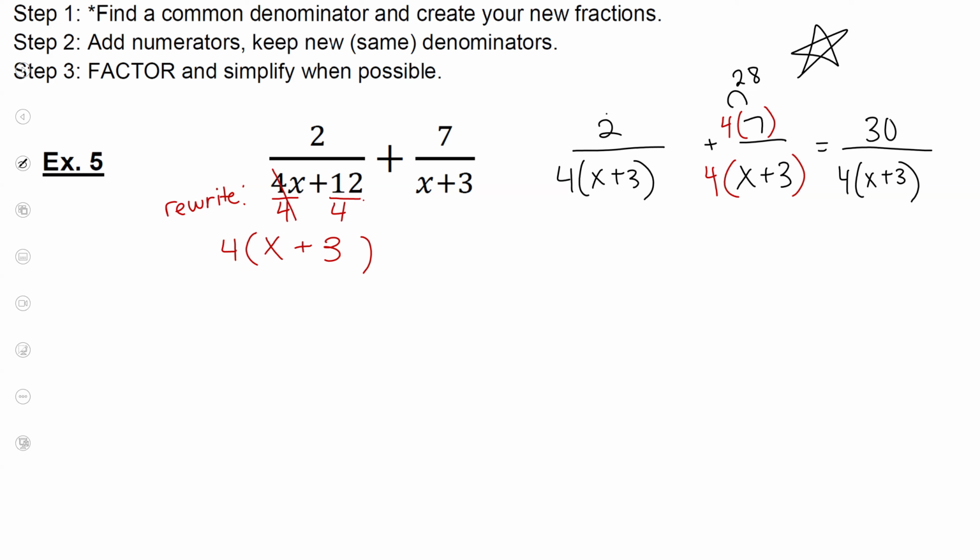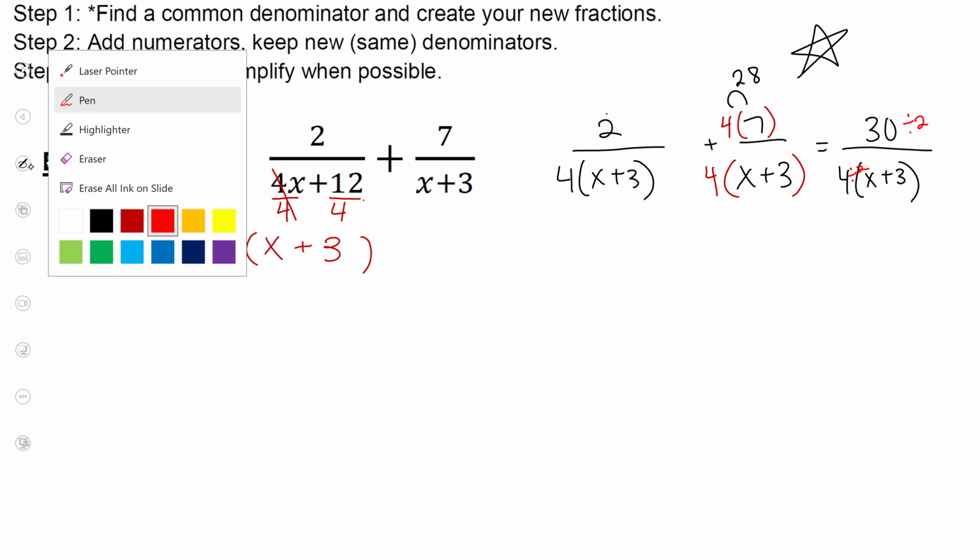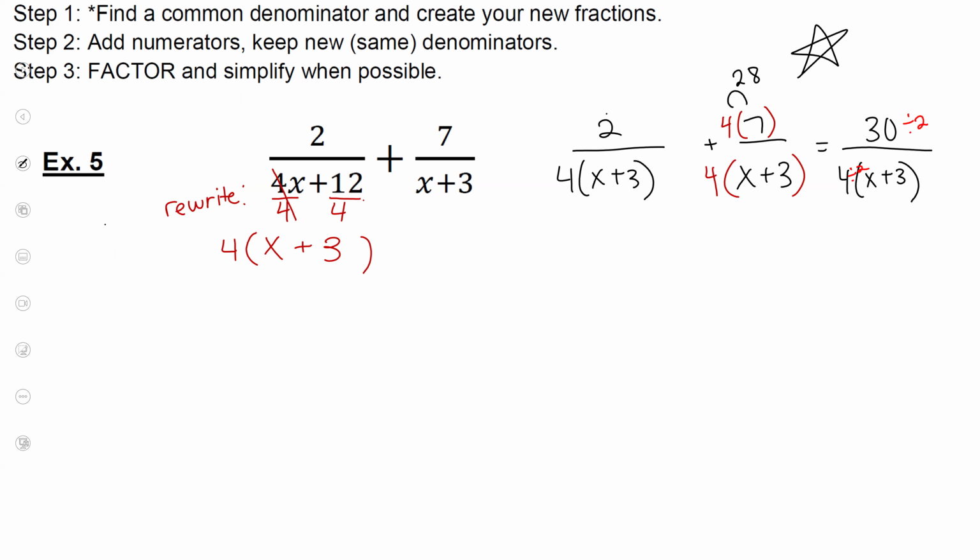Those rationals together. Now, I don't want you to stop there. If you can simplify, always simplify. So the 30 can be divided by 2, and this 4 can be divided by 2. So if we simplify this, 30 divided by 2 is 15. 4 divided by 2 is 2. So we can simplify it to become this.